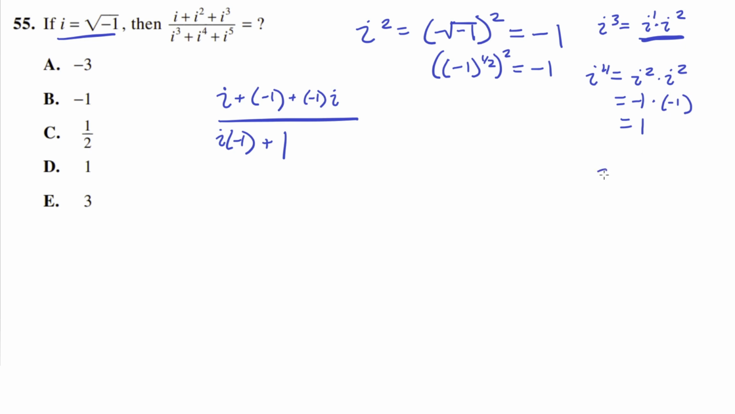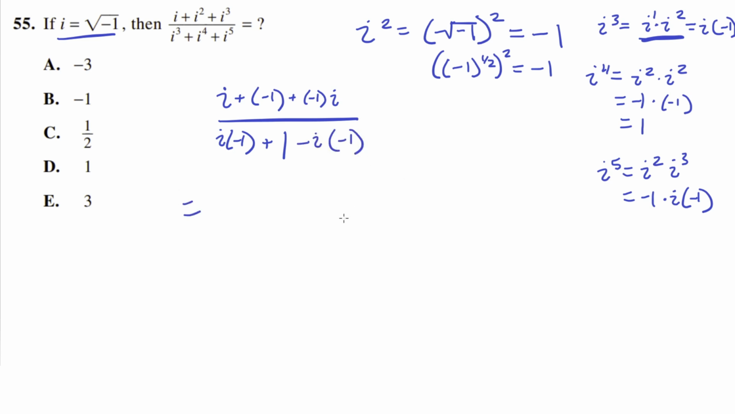And now i to the fifth, that's equal to i squared times i cubed. 2 plus 3 is 5. We know that i squared is just negative 1, and that i cubed is just equal to i times negative 1 from up here. Because i squared is just negative 1, so this is just i times negative 1. So we can put that into our equation as well. So we'll have negative i times negative 1.